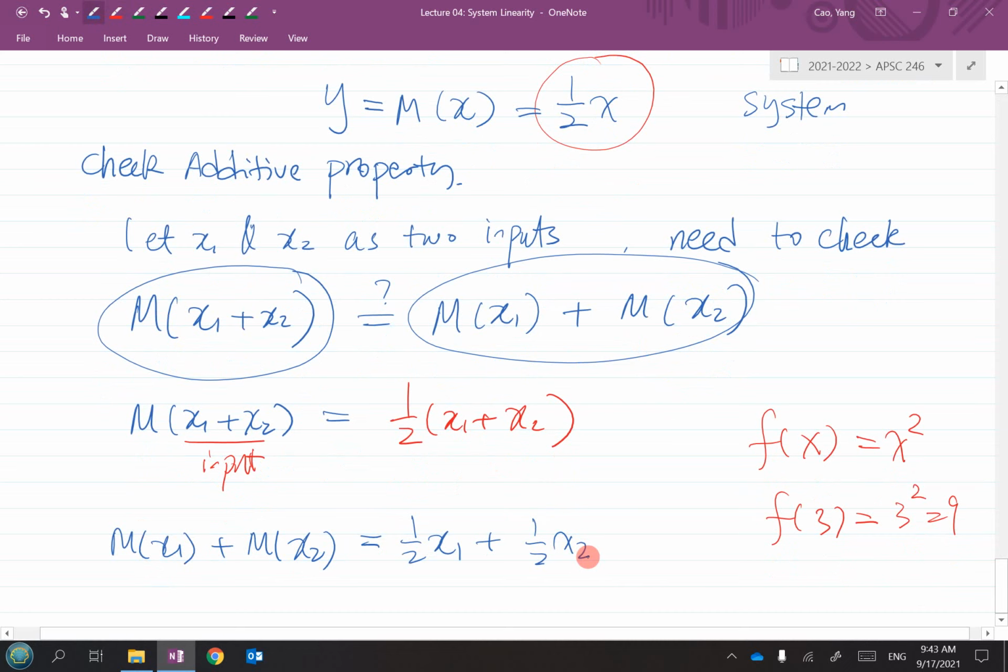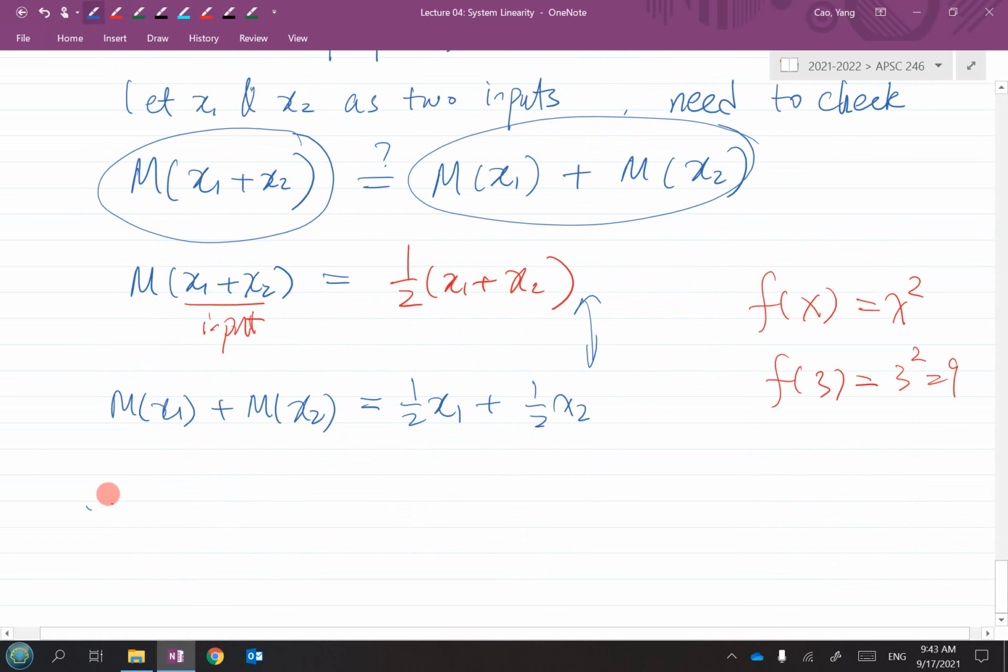Now things are pretty clear. When you compare these two expressions, they are the same. That means the additive property is satisfied. So now you can conclude the additive property is satisfied.